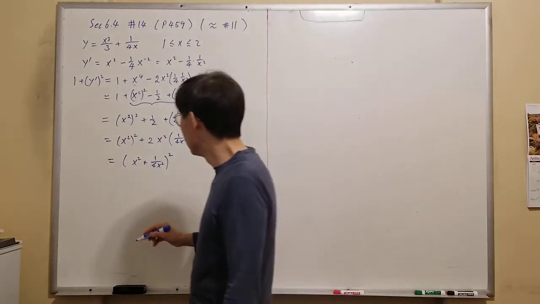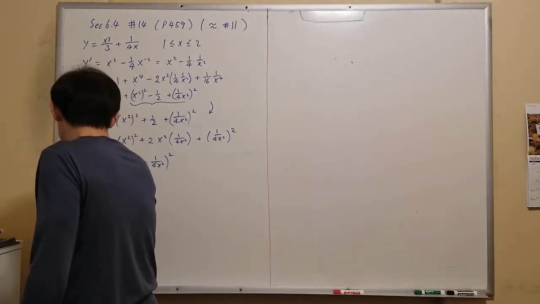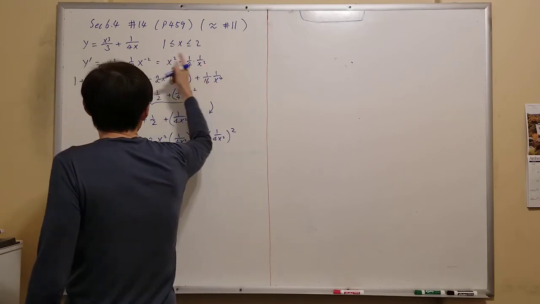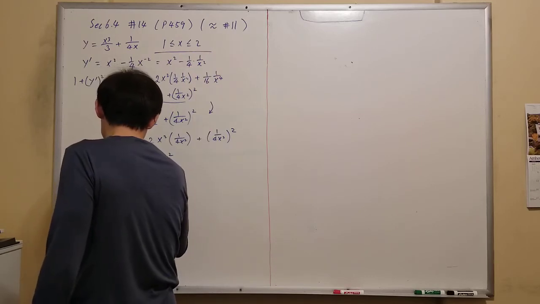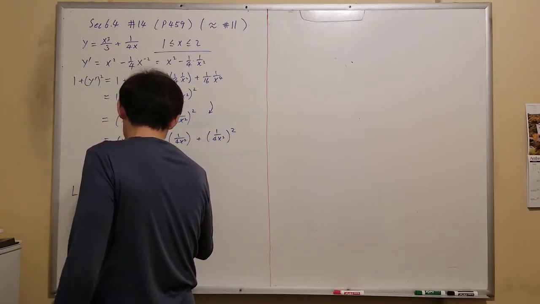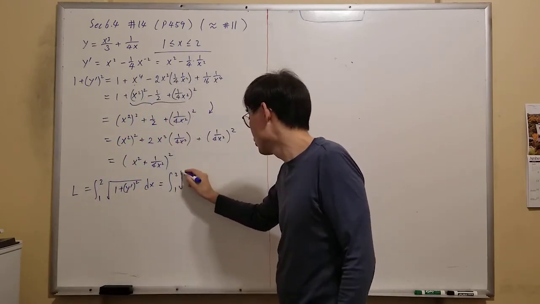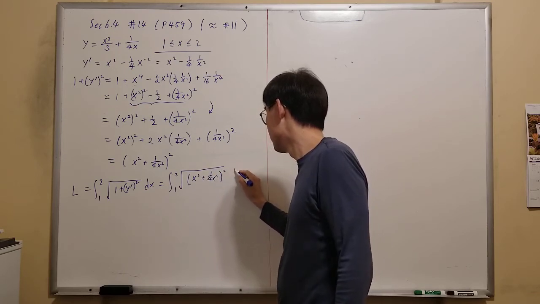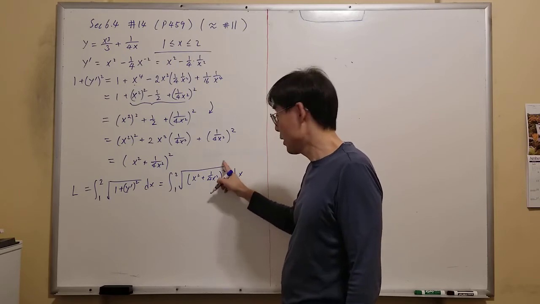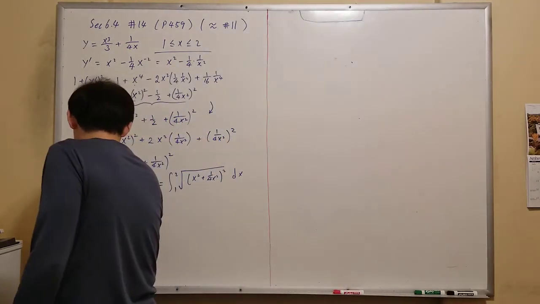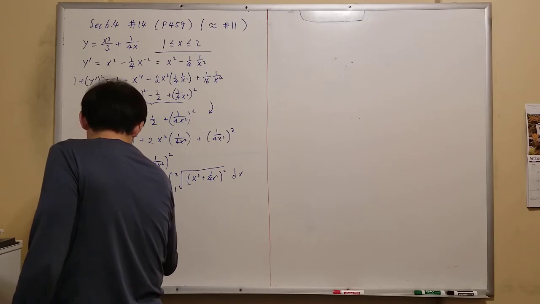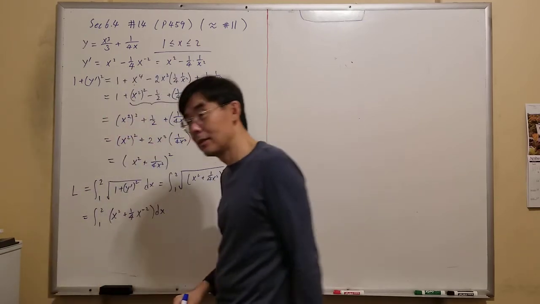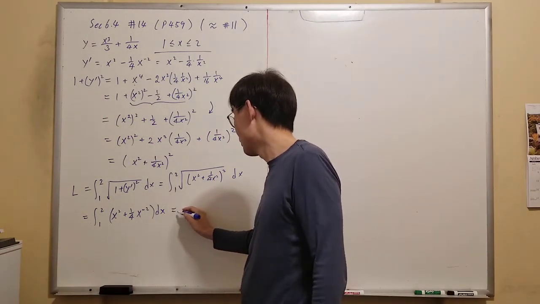All right? So, when you have the arc length from 1 to 2, the integral from 1 to 2 of the square root of 1 plus y prime squared dx, that would be the square root of this perfect square. The square root cancels the square, right? So you will have the integral from 1 to 2 of x squared plus 1 over 4 x to the negative 2 power. So after that, you can finish the problem, right?